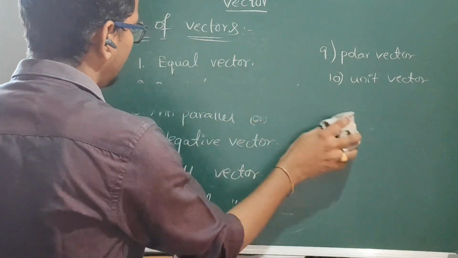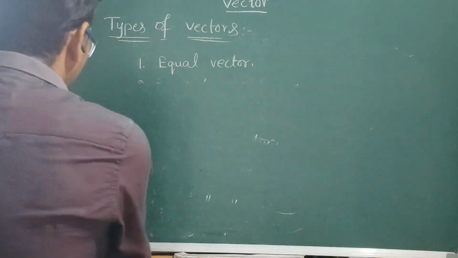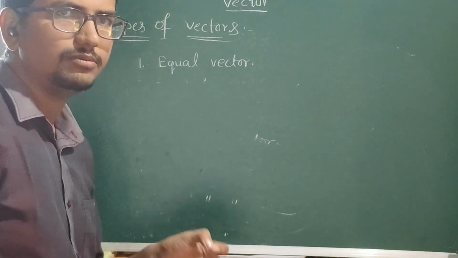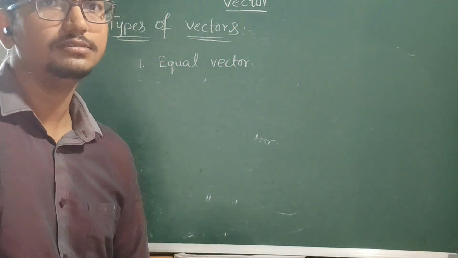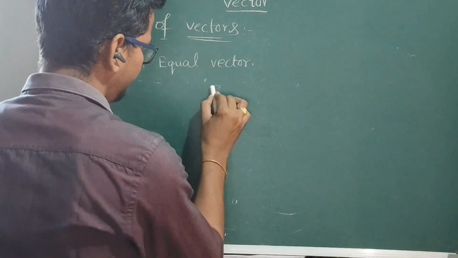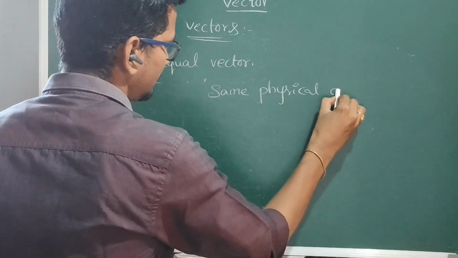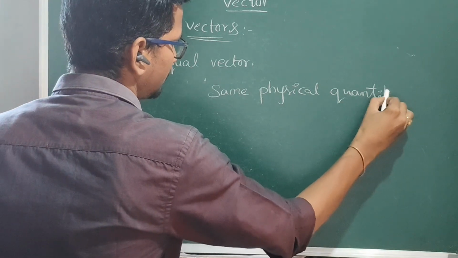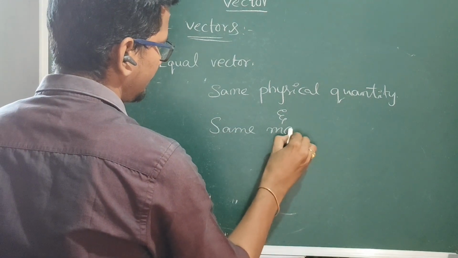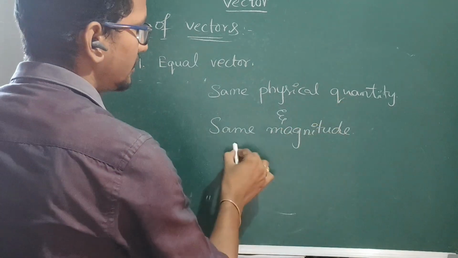The first one is equal vector. Equal vector means the condition is very important. The quantities must be the same physical quantity and the same magnitude. Same physical quantity and same magnitude. What is that meaning?